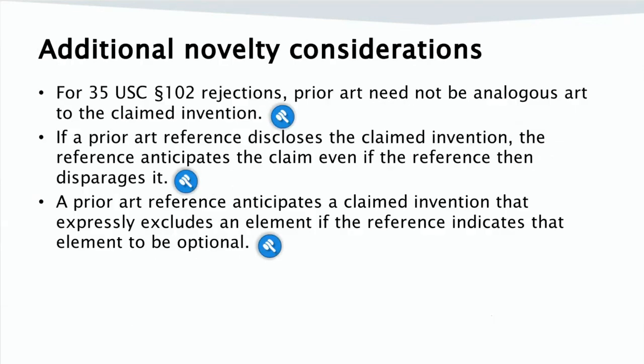Any disclosure that has been found to be prior art under the criteria of 35 U.S.C. 102 can be used in an anticipation rejection regardless of whether or not the disclosure is analogous or disparaging. These concepts will be discussed in greater detail in future training.